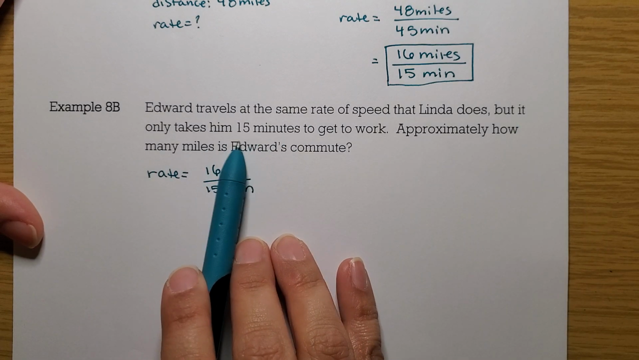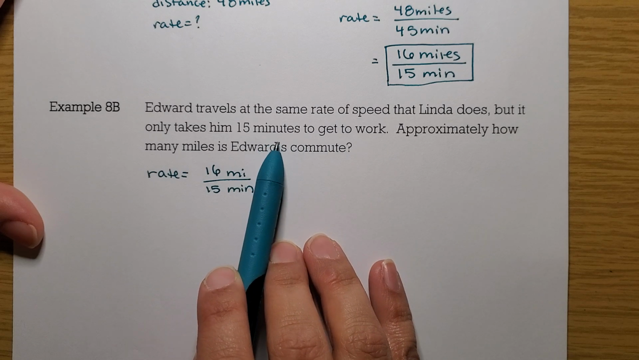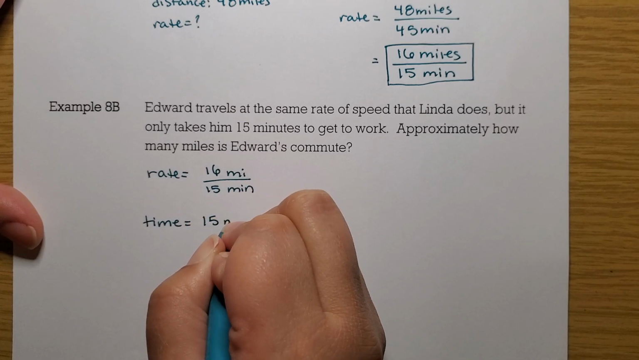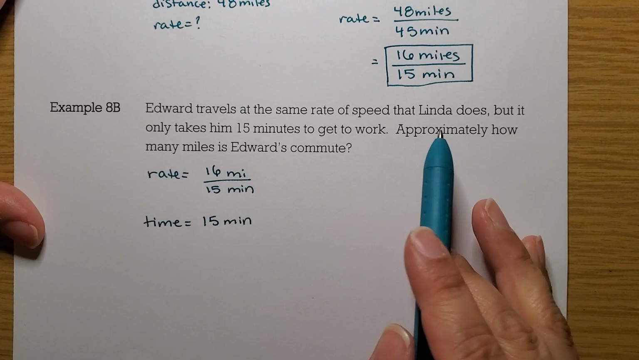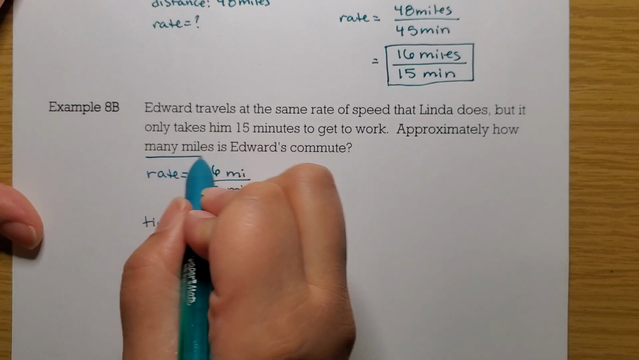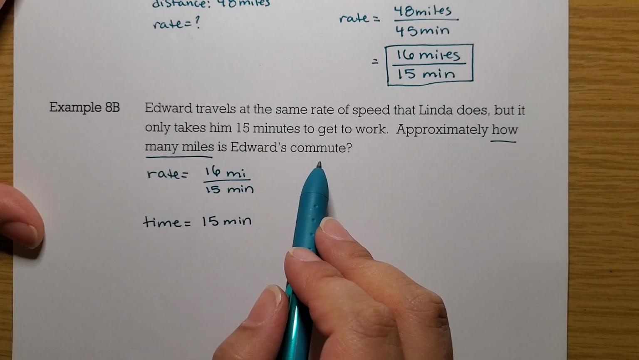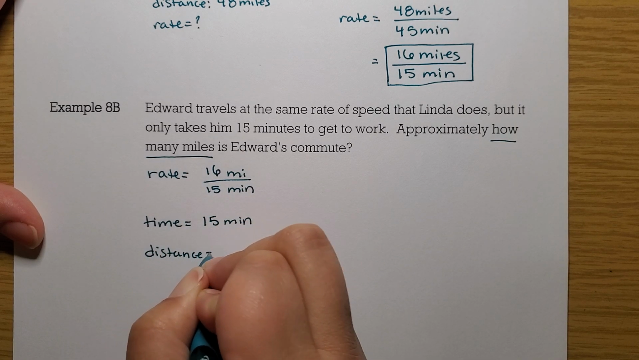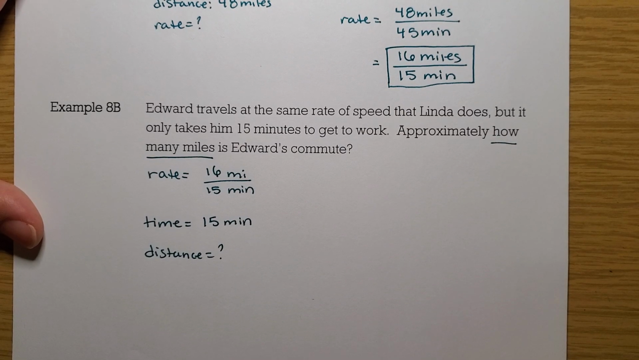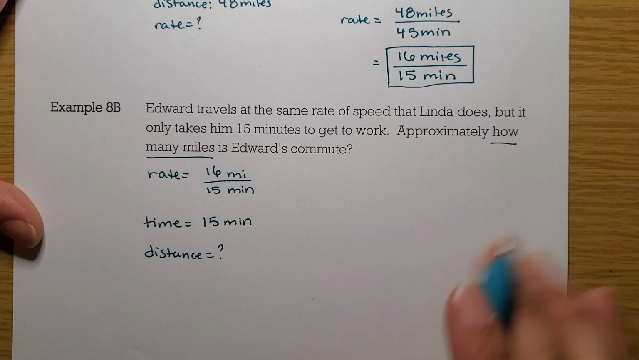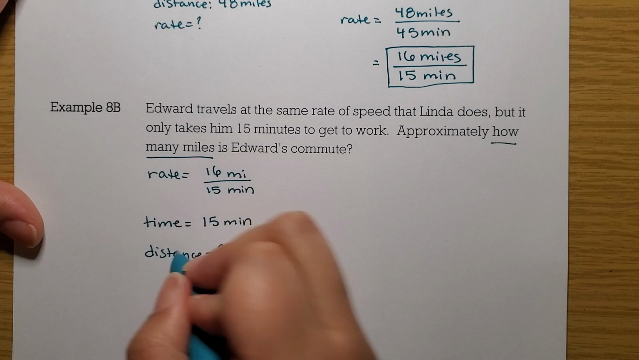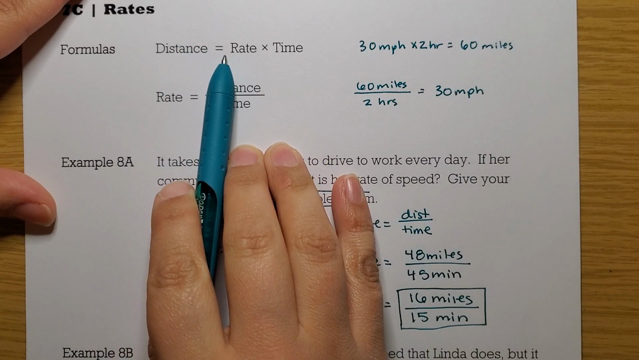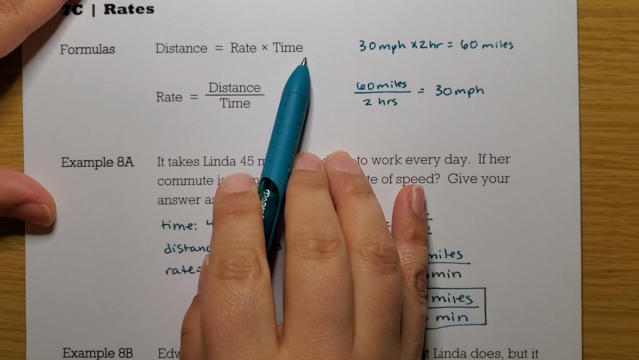It only takes him 15 minutes to get to work. So minutes is a unit of time. Approximately how many miles is Edward's commute? So miles is a unit of distance. So that's what we're looking for. That's what we don't know. Okay, so since we are looking for distance, that's what we don't know, I'm going to use the formula that has distance equals. So distance is the same as rate times time.